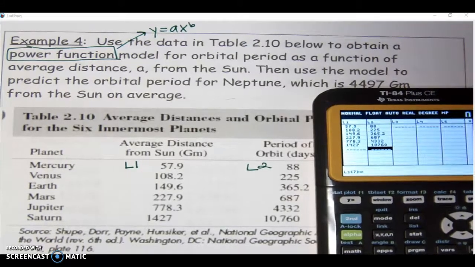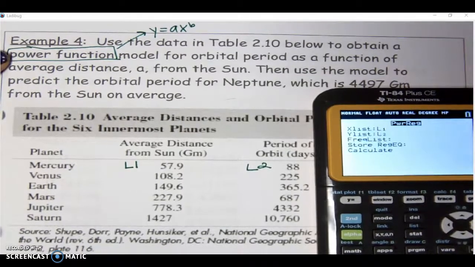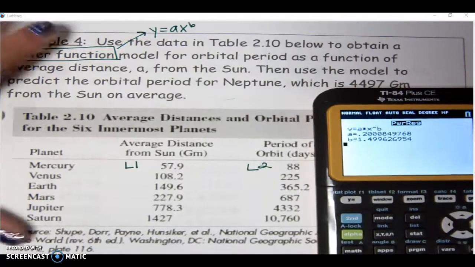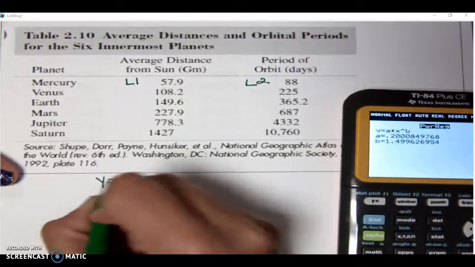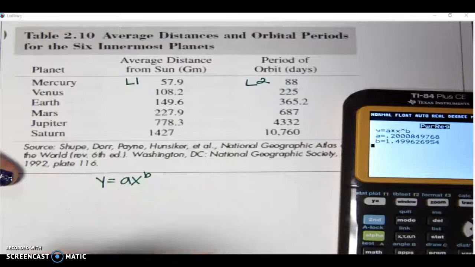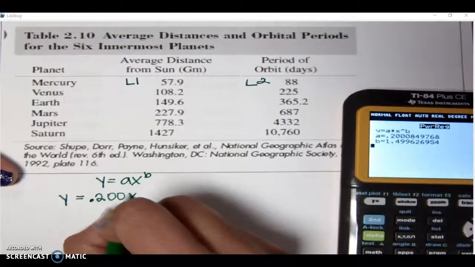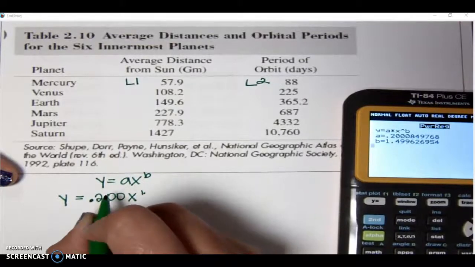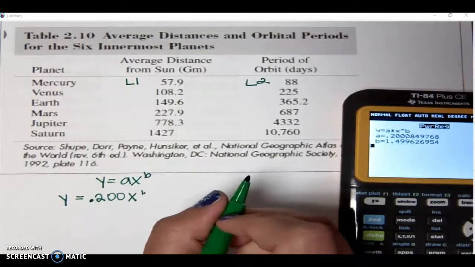Okay, so once you've done that, remember you're going to go to Stat, go over to Calc. Because they told us to make a power regression function, then we're going to go to letter A, which says power regression. List 1, list 2, enter, enter, calculate. Okay, so this tells you y equals ax to the b, so that makes you know you're on the right track there. And remember, I'm going to do 3 decimal places, so the a value is 0.200, and the b value is 1.499, so that would round to 1.500.